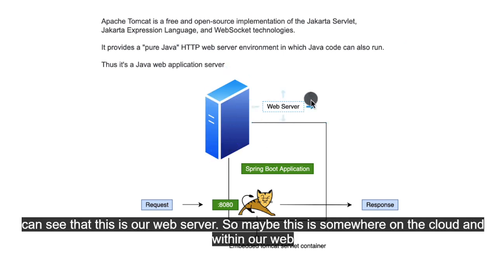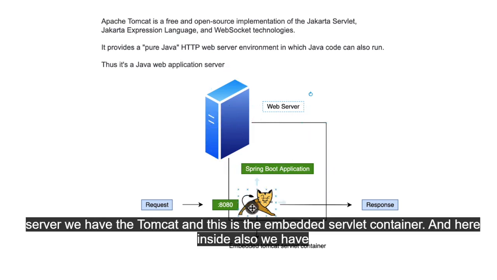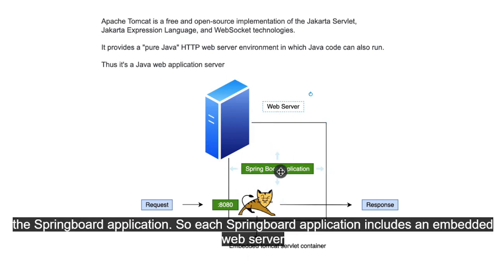But in here, you can see that this is our web server. So maybe this is somewhere on the cloud. And within our web server, we have the Tomcat, and this is the embedded servlet container. And here inside also we have the Spring Boot application.